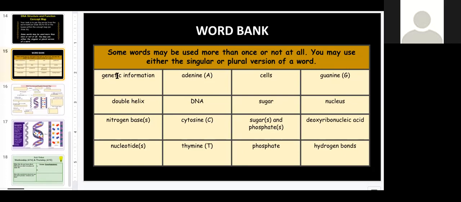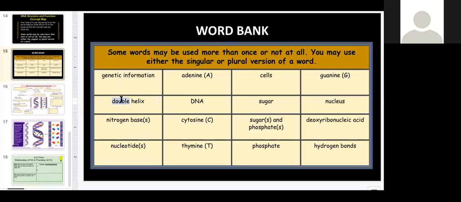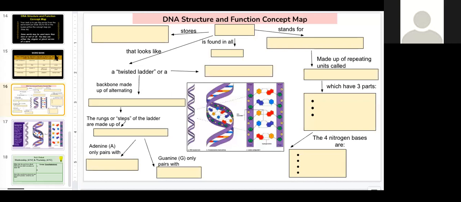So the words we have here are genetic information, double helix, nitrogen bases, nucleotide, adenine or the base A, DNA, cytosine or the base C, thymine or the base T, cells, sugar, sugars and phosphates, phosphate, guanine or the base G, nucleus, deoxyribonucleic acid, aka DNA, right? You can write DNA here, and hydrogen bonds. And so slide 16, you're going to try to create this concept map.